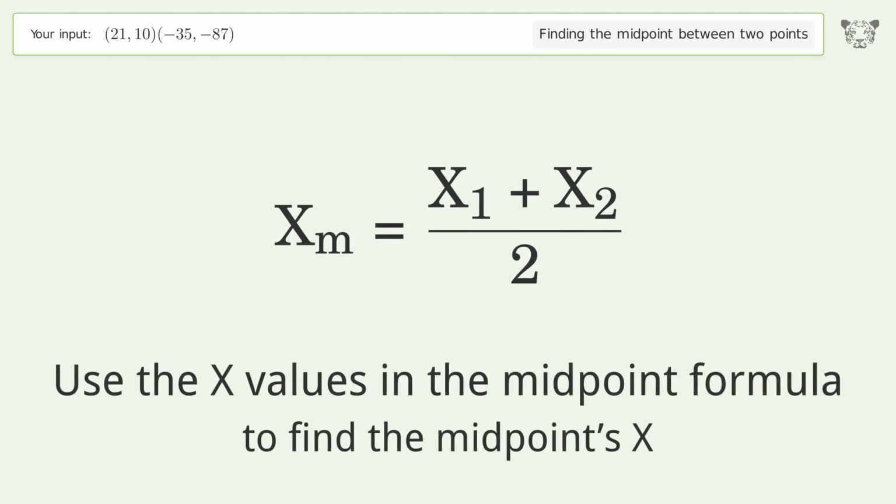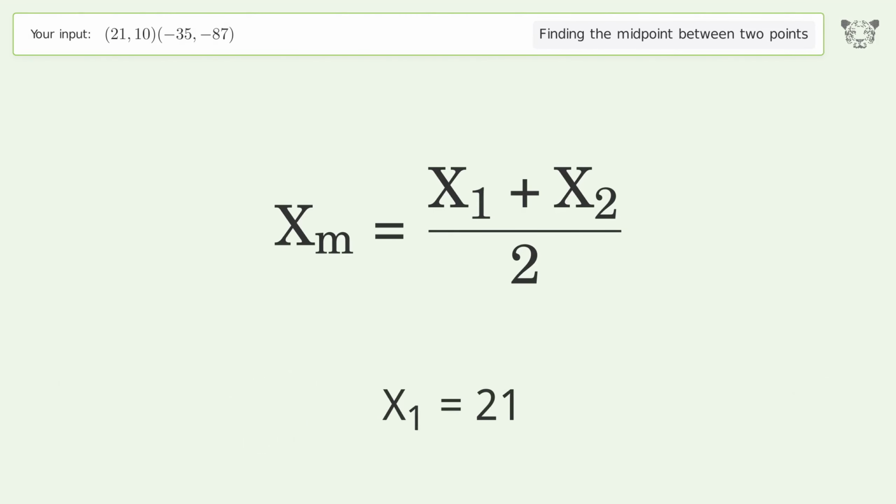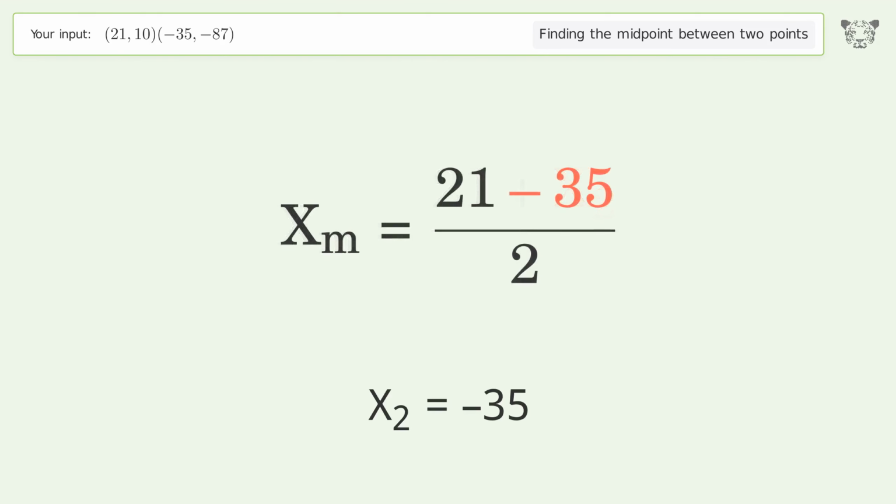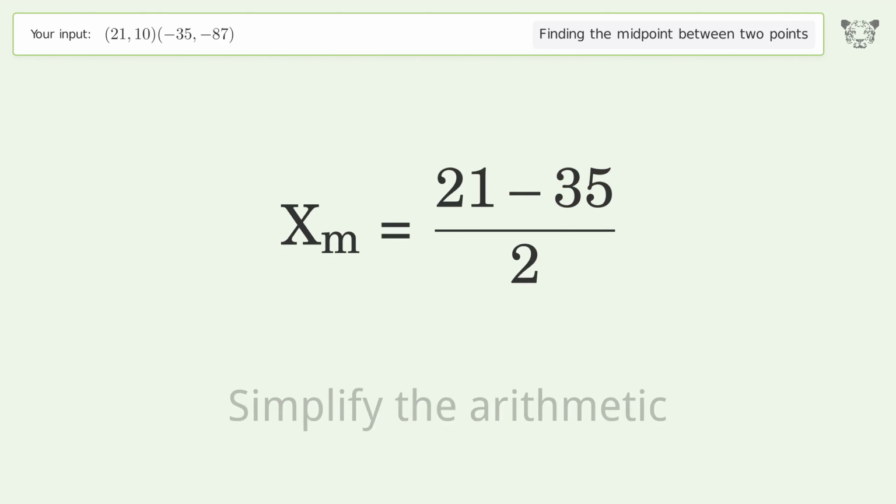Use the x values in the midpoint formula to find the midpoints x. x1 equals 21. x2 equals -35. Simplify the arithmetic.